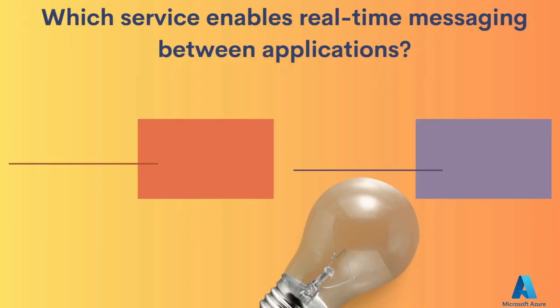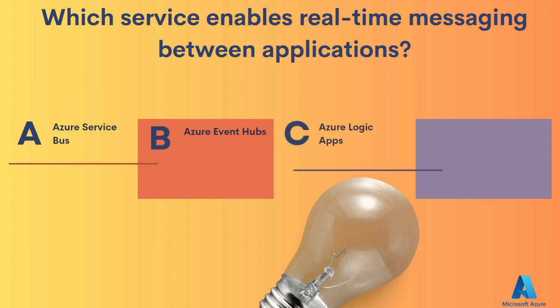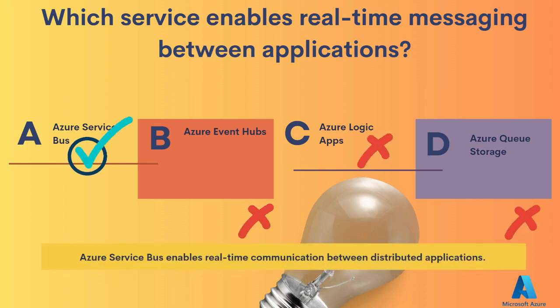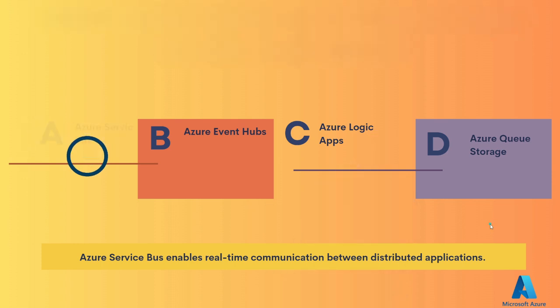And our next question is, which service enables real-time messaging between applications? And our options are Azure Service Bus, Azure Event Hubs, Azure Logic Apps, Azure Queue Storage. And the right answer is Azure Service Bus. Azure Service Bus enables real-time communication between distributed applications. Let's go to the next question.